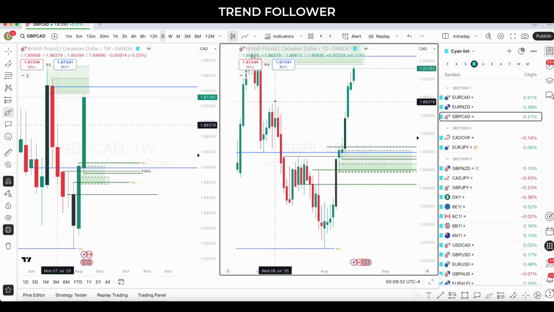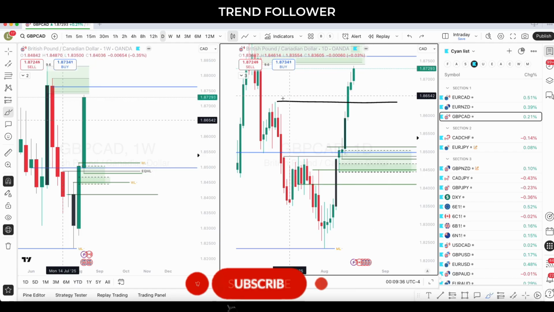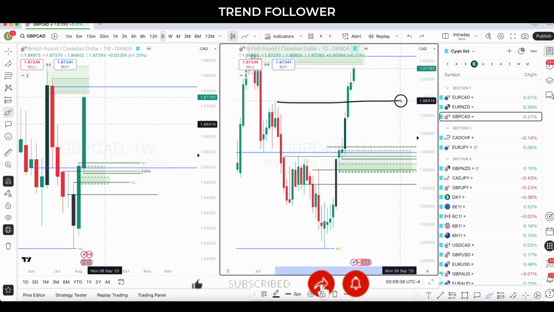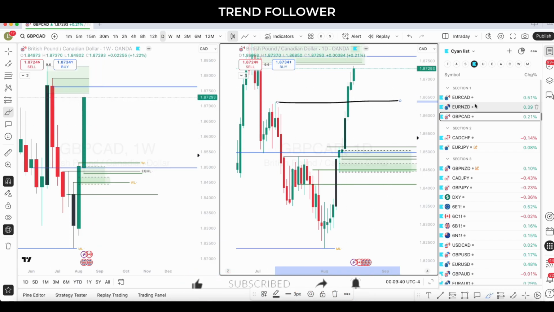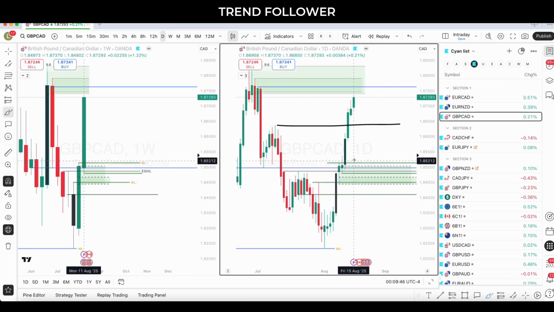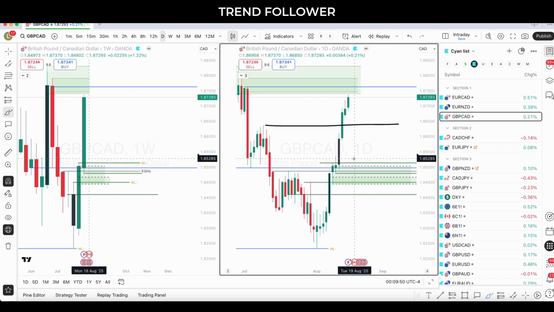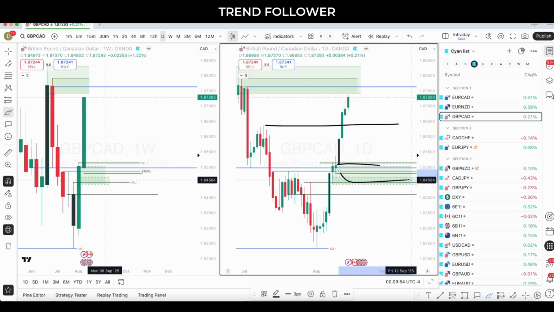So obviously one is maybe it just bounces from here. I will keep this line here, but I will not trade this. I would instead focus on EURCAD, but EURCAD needs to be here for me to take GBP CAD. Otherwise, the most obvious choice here is this daily demand.